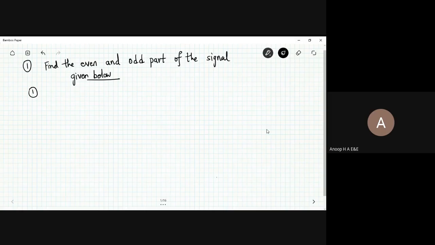x of t. It is a continuous time signal. How can you write it? It is cos t plus sin t plus sin t into cos t. So this is the given signal, and you have to find the even part and the odd part.